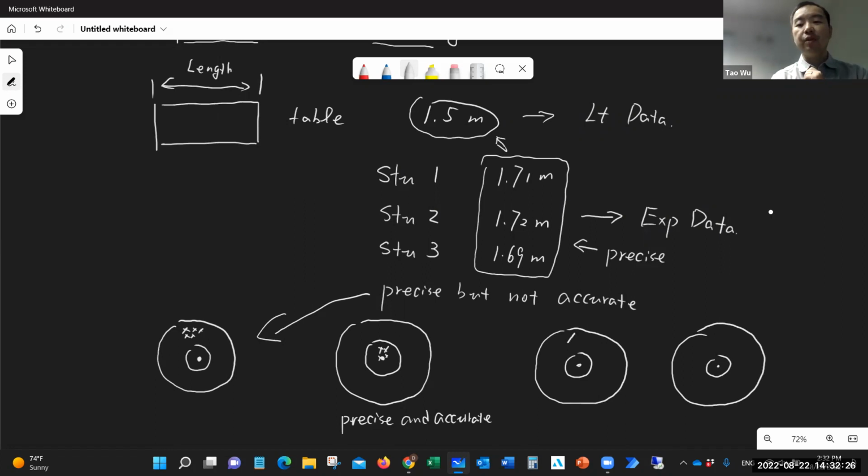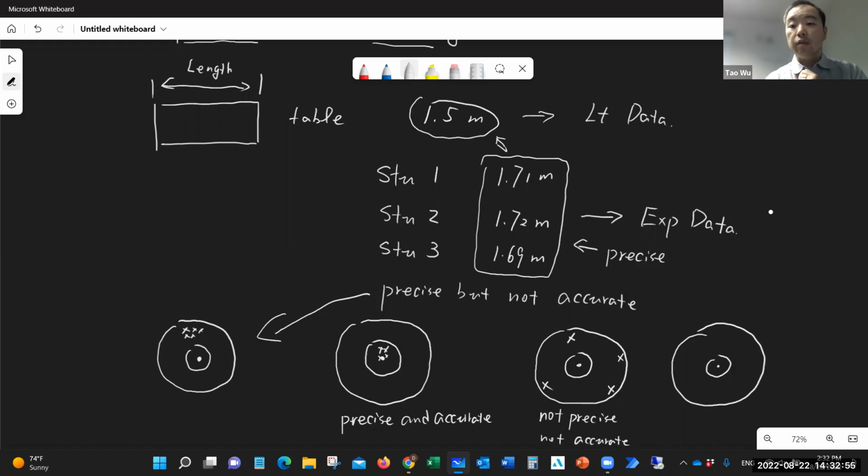So if it's not precise, we're going to have data all over the target, right? And this one is not accurate and also not precise, because it's far from the target and the data is not repeatable. Okay, so this is not precise and also not accurate.